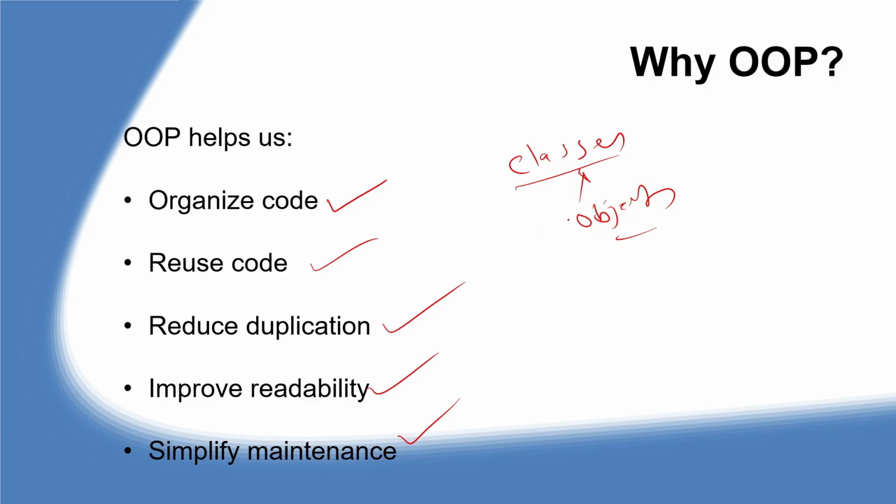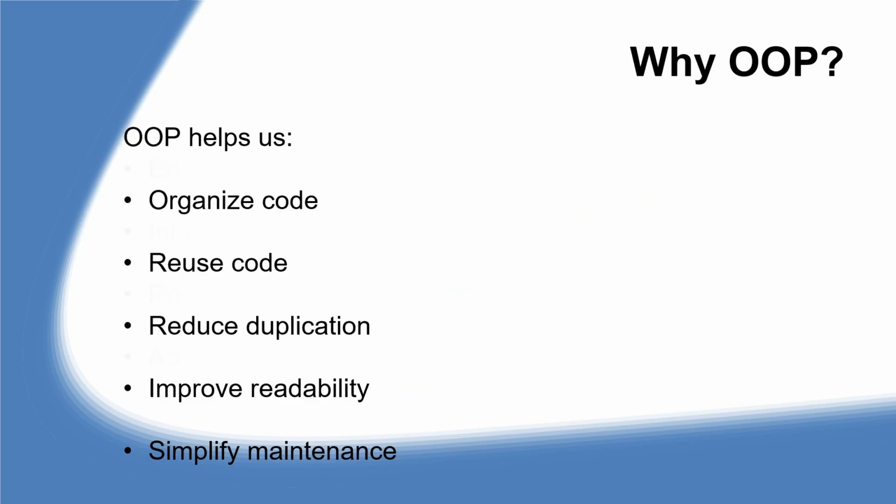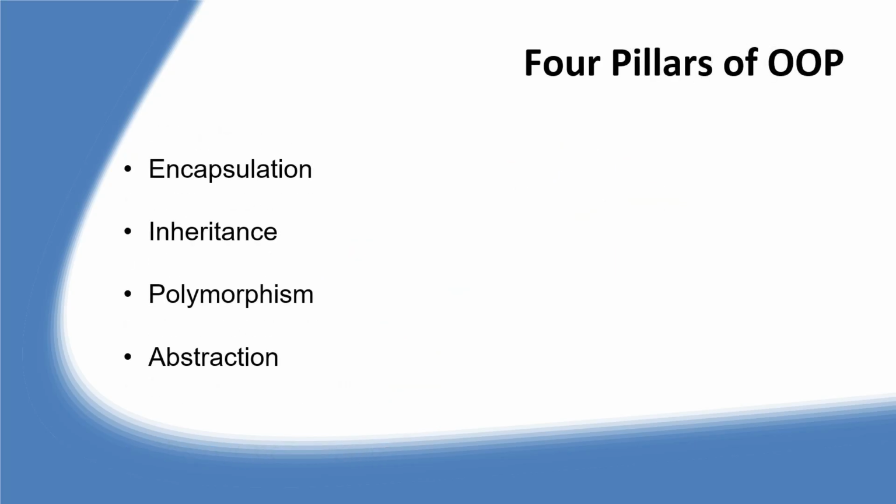Large applications containing thousands of classes become manageable. How? Because we are following object-oriented principles there. So let's understand what the 4 pillars of object-oriented programming are.